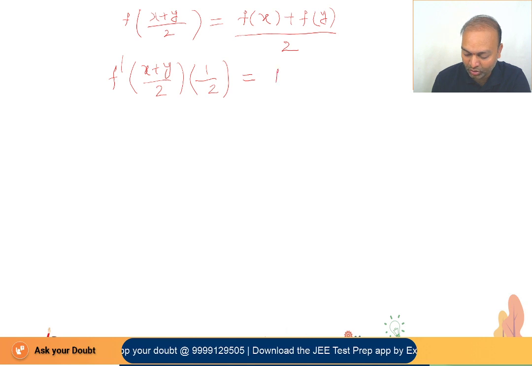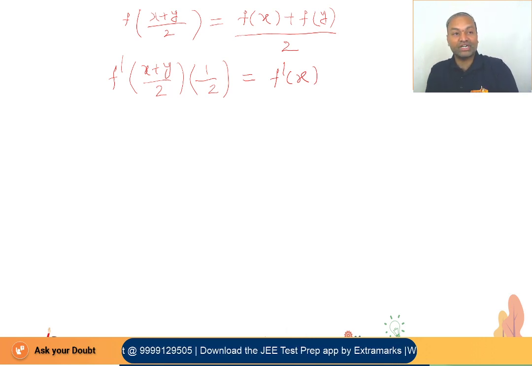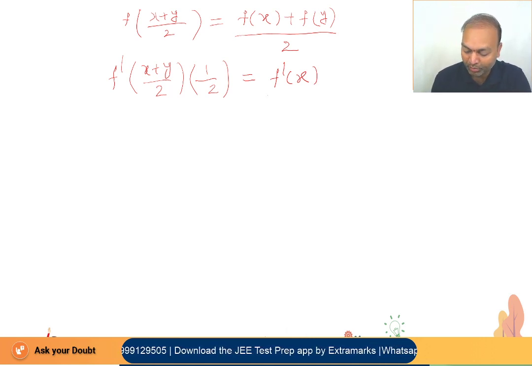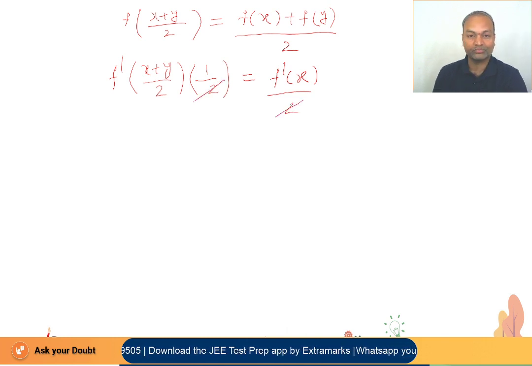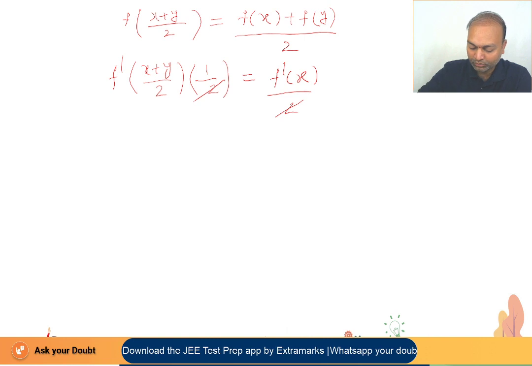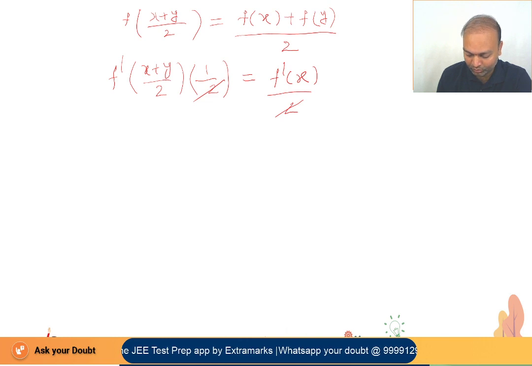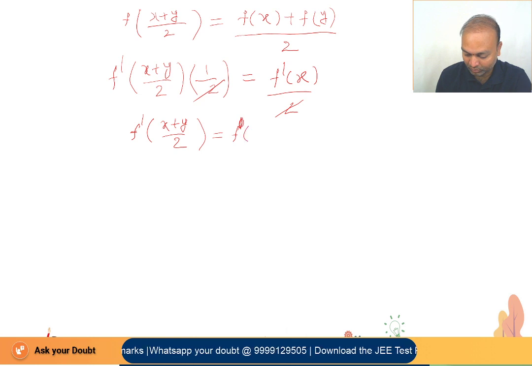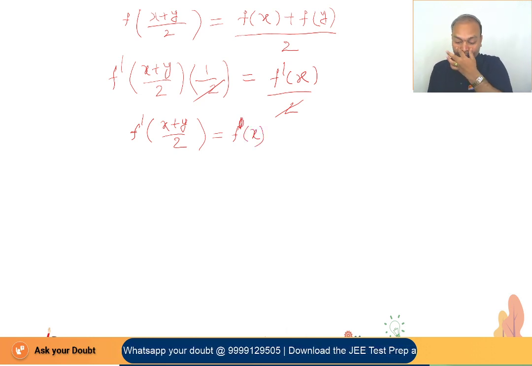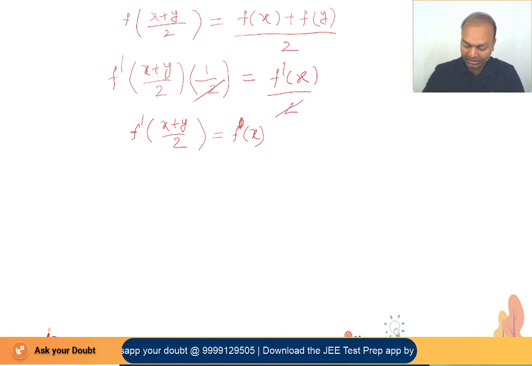F of x derivative is what? F dash of x. F of y is constant, constant derivative is 0. Whole divided by 2, the 2 cancels. Remaining is what you see here: f dash of (x + y)/2 is equal to f dash of x.